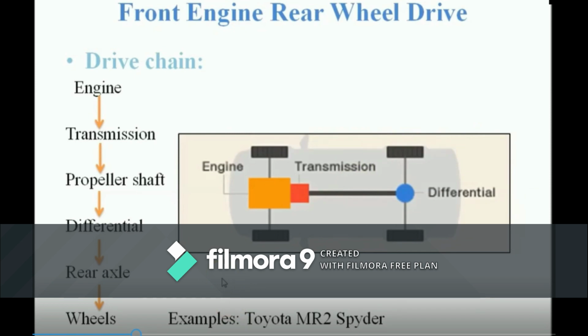In this case, the advantage is that there is a higher luggage carrying capacity. At the same time, the disadvantage is that it requires a long propeller shaft in order to drive the transmission from the engine to the differential. The example for this type of layout is the Toyota MR2 Spider.